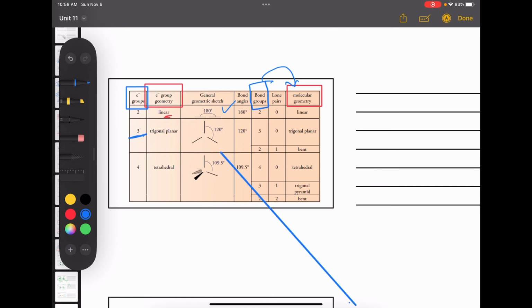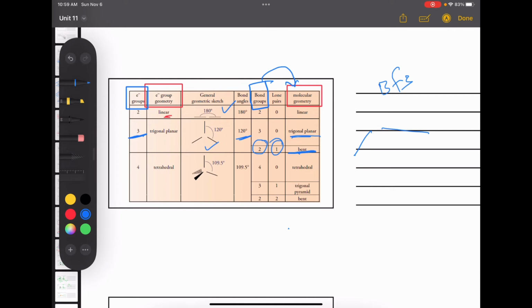The sketch would look like this. The bond angle will be 120. If the number of bonding groups equals the number of groups, that means all the electrons around the central atom have formed bonds. Something like BF3 will form trigonal planar. So the molecular geometry is the same as the group geometry. If the bonding groups of electrons is 2, while you have 1 lone pair, the shape will be bent. So we'll have something like this. It will look like a bent shape.